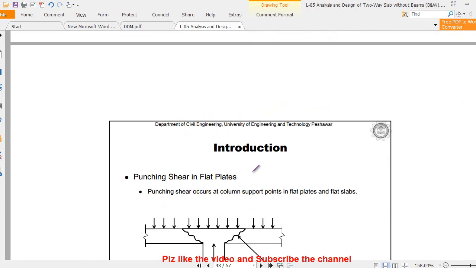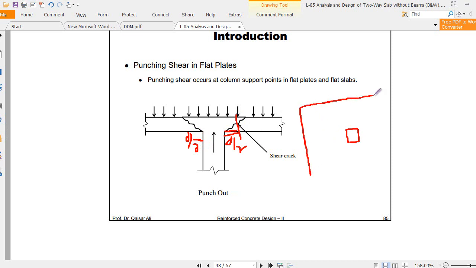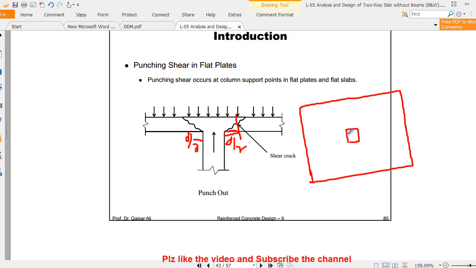This is the punching shear crack which develops from the face of the column. We consider a critical section at a distance of d/2 from this face as well as from this face. So d/2 and d/2, what does it make? For example, let me show you this. This is my column, and this is the column panel which it supports. This is the tributary area of the column. So this crack is d/2 to this side, d/2 to this side, d/2 to this side, d/2 to this side.